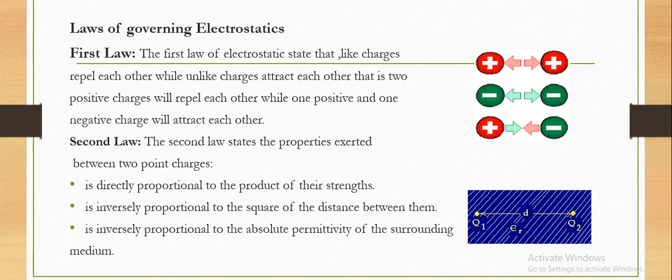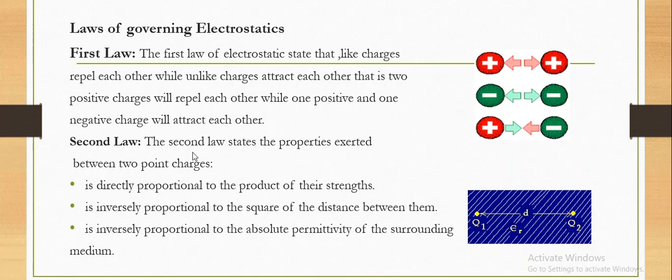Now let us discuss the laws that govern electrostatics. First law. The first law of electrostatics states that like charges repel each other while unlike charges attract each other. That is, two positive charges will repel each other while one positive and one negative charge will attract each other. So you can refer to this image.